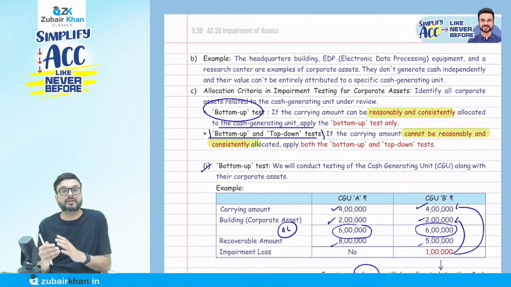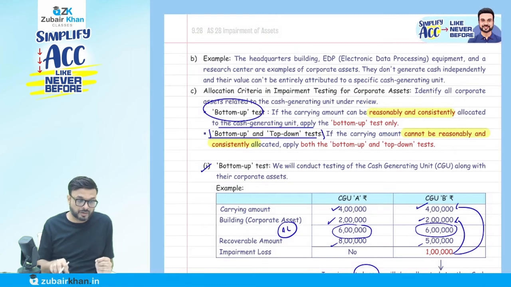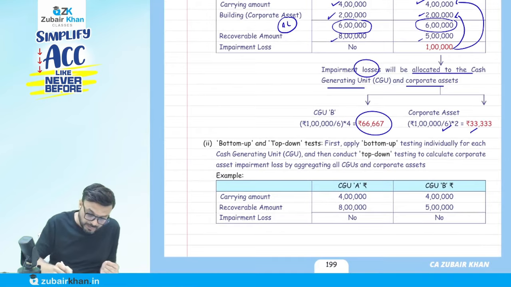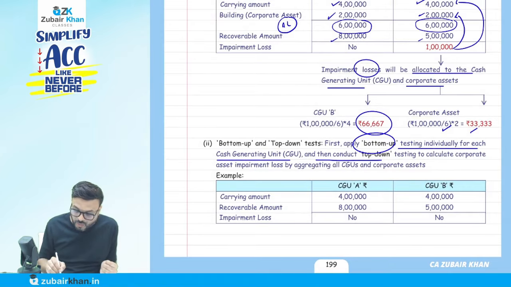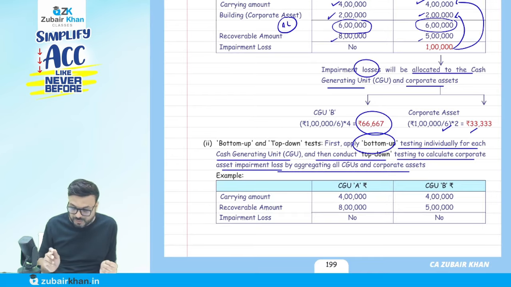Now if I cannot reasonably allocate the value of the corporate asset between the different CGUs, then there is a method we call bottom up and top down test. What it says is that first they apply the bottom up test individually for each CGU, and then conduct the top down test, calculating the corporate asset impairment loss by aggregating all CGUs and the corporate asset.